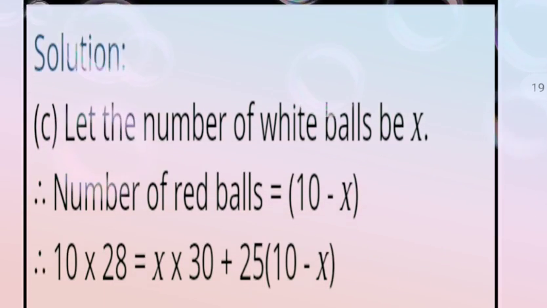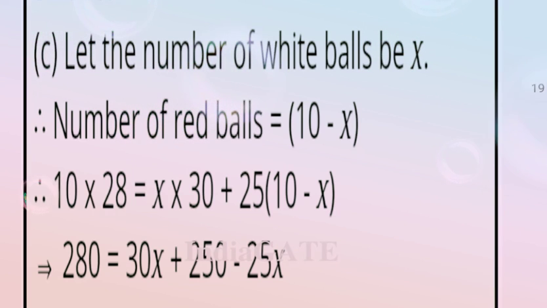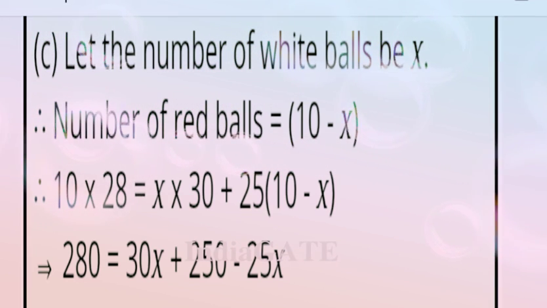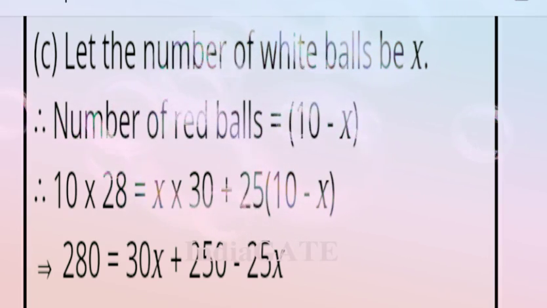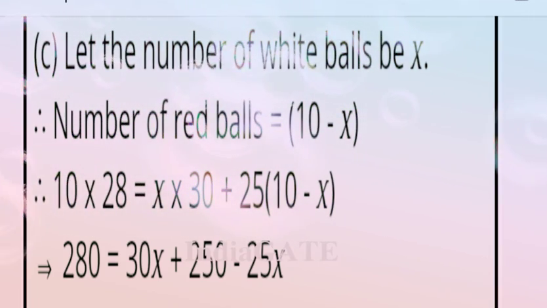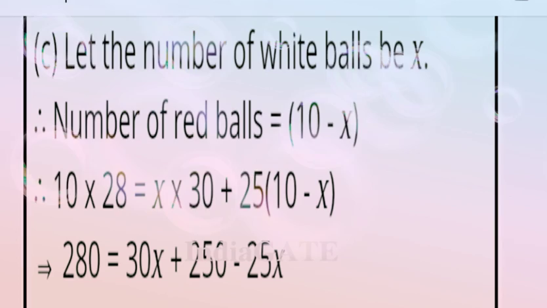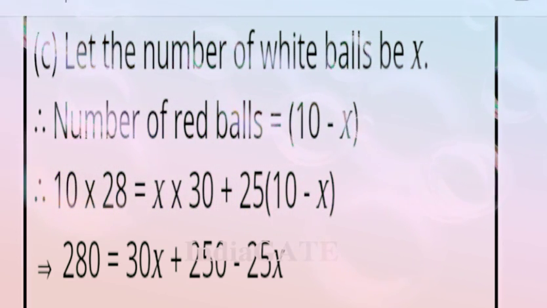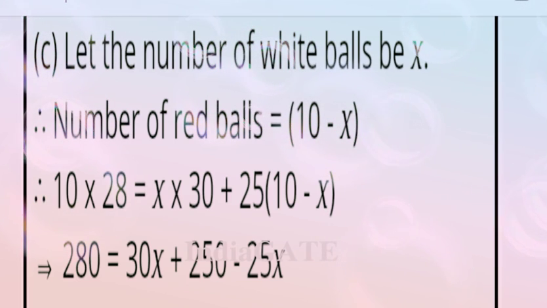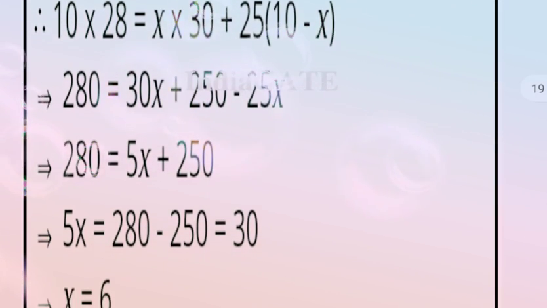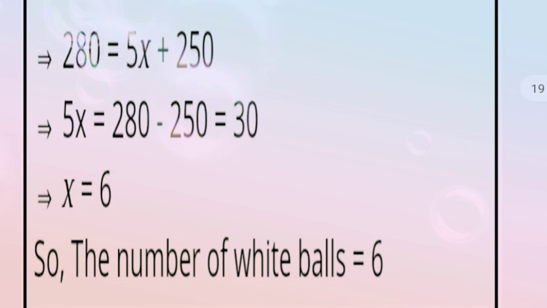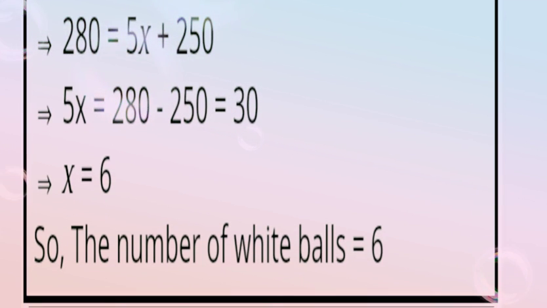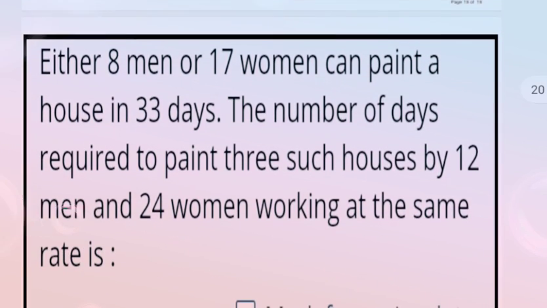Here the solution is given like that. Let the number of white balls be x. So the number of red balls is equal to 10 minus x. Therefore, we say that 10 into 28 is equal to x into 30 plus 25 into 10 minus x, the remaining balls. Okay. Now, after solving this equation, we get x equal to 6, which is your correct answer, meaning the number of white balls equals 6. Now, come to the next question.